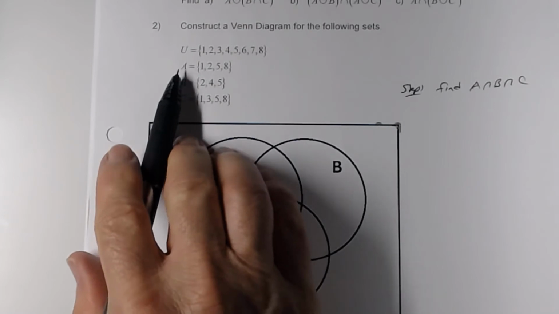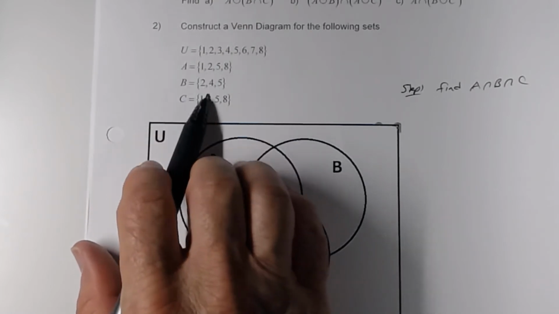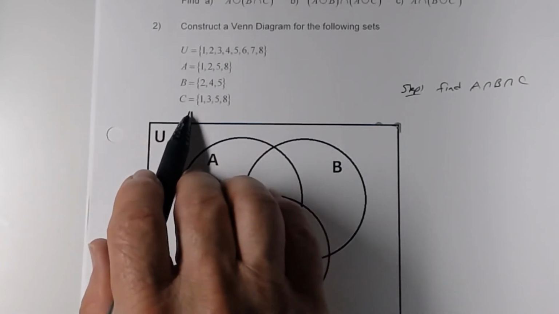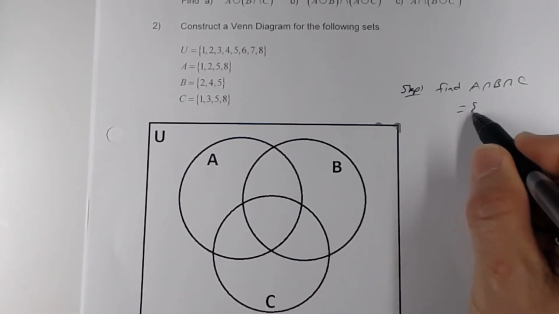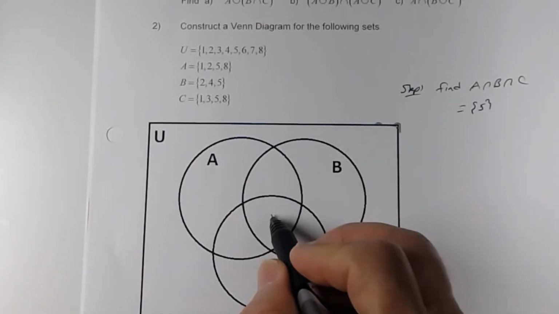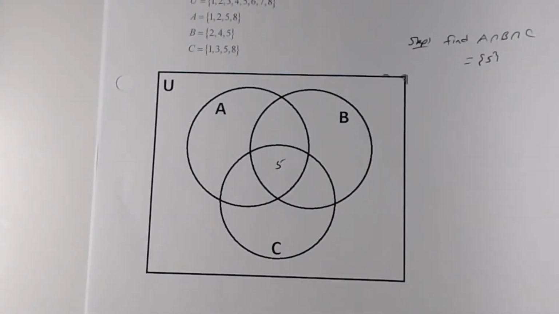So you can look at this and tell me which elements that all 3 have in common. 5 is the only one. Y'all agree? All right, so that's just 5. So I'm going to put 5 right here. So that's where you put 5. Don't put any other number in there, because 5 is the only element that all 3 have in common. That's the only place where you put 5.